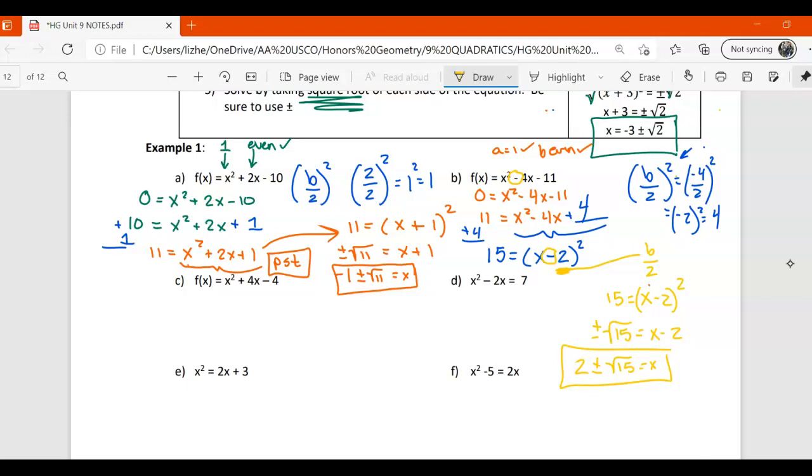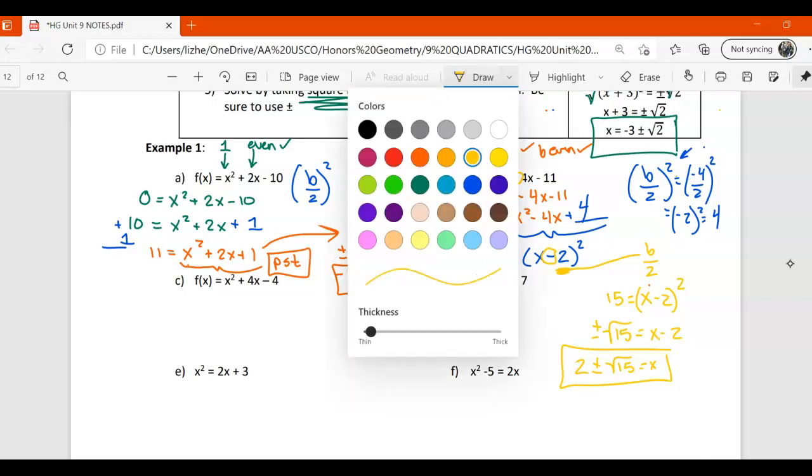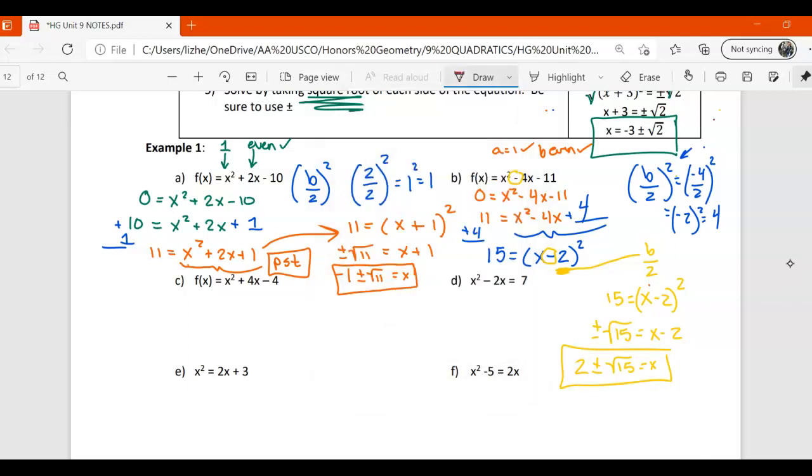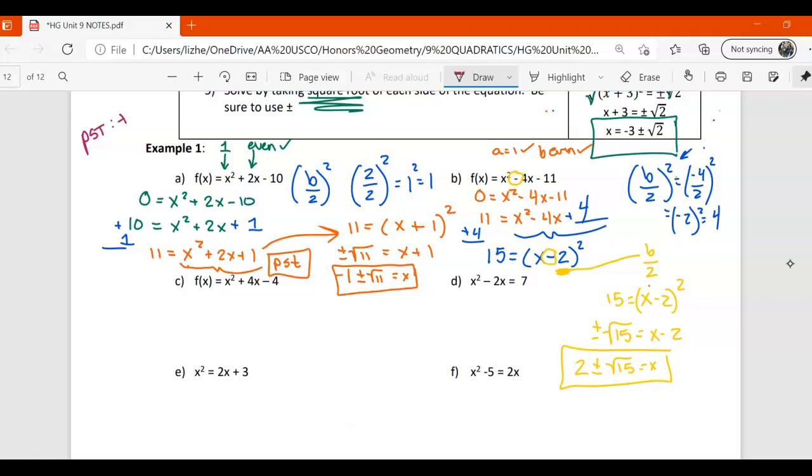All right, C. Now when you get to C, you got to be careful because you might look at it quick and say, oh, that's a perfect square trinomial. But it's not, because this is a negative. In order to be a perfect square trinomial, the last sign has to be positive. This sign can be positive or negative, but this sign must be positive right there. Therefore, this is not a perfect square trinomial.